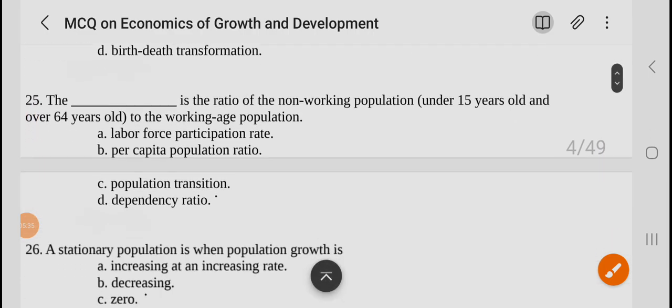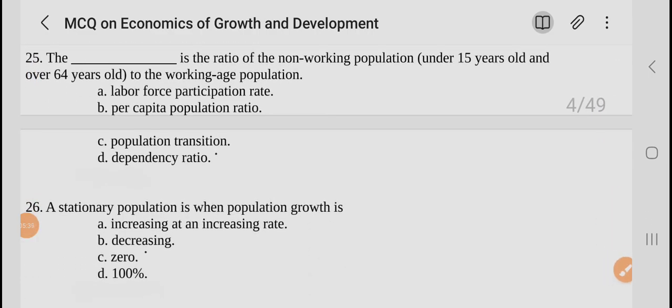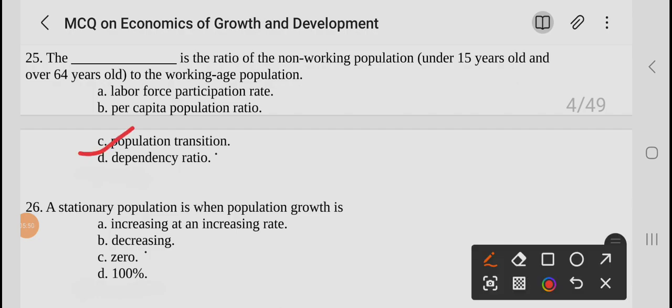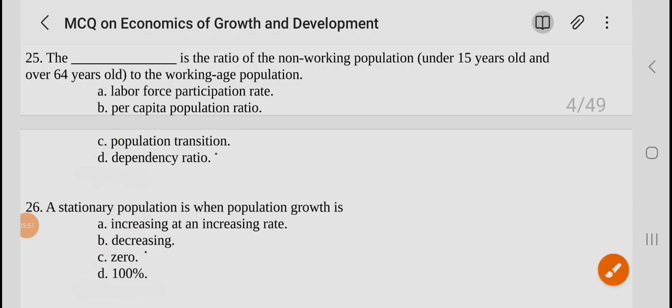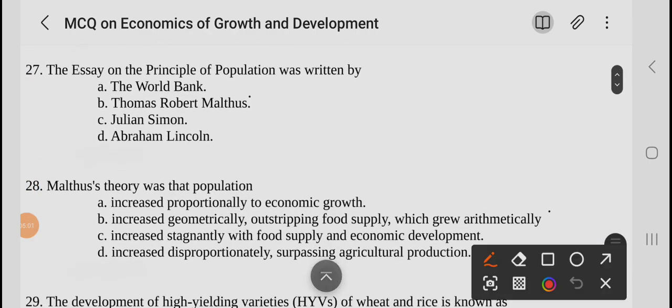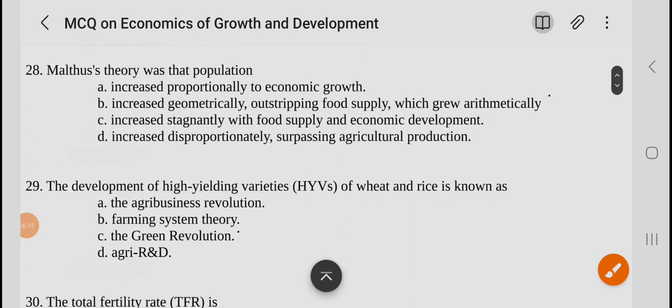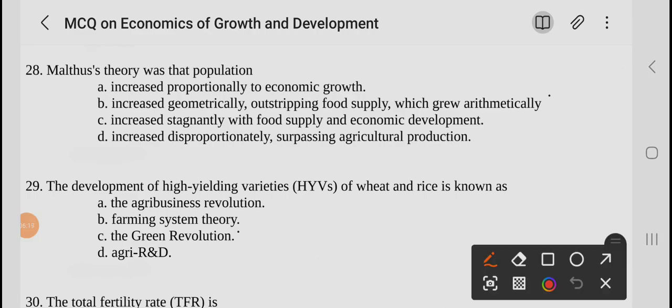Next one. The dash is the ratio of non-working population under 15 years old and over 65 years old to the working age population. It's dependency ratio. A stationary population is when growth is 0. Next one. The essay on principle of population was written by Thomas Robert Malthus. Malthusian theory was that population increased geometrically, outstripping food supply, which grew arithmetically.